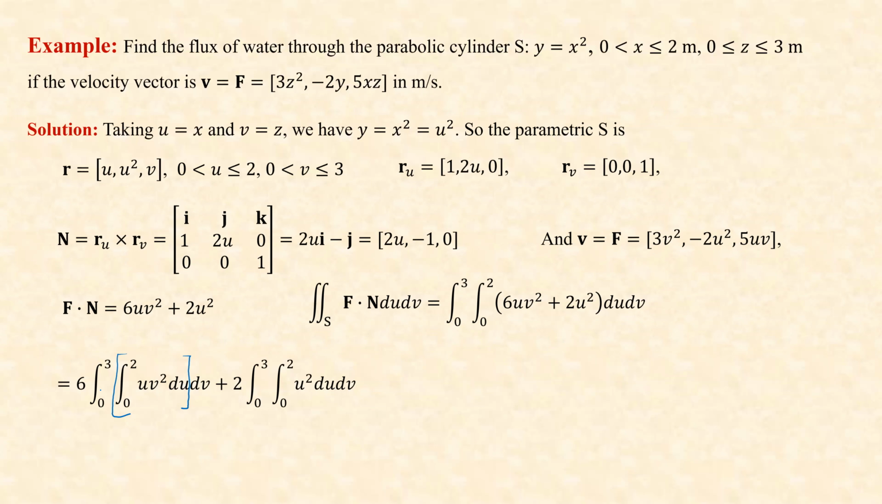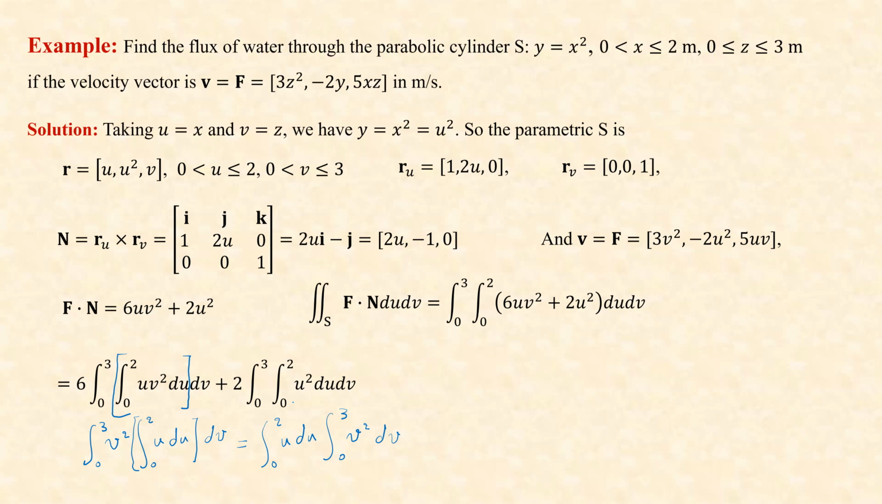So this becomes, let me go to details here, the integral from 0 to 3 of v squared, integral from 0 to 2 of a u du, and then this is that, and then dv. Now this integral of u du doesn't depend on v, so that's a constant and comes out. So it becomes the integral from 0 to 2 of u du times the integral from 0 to 3 of v squared dv, right? The same happens in the second integral.